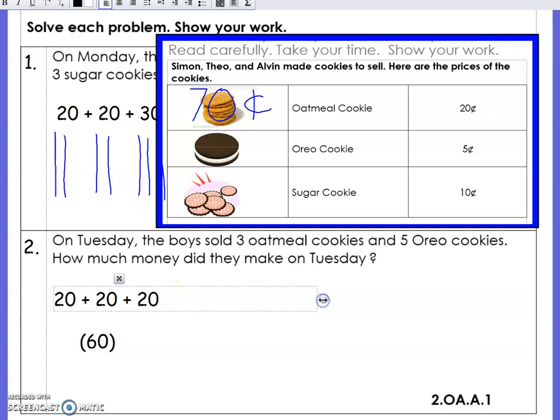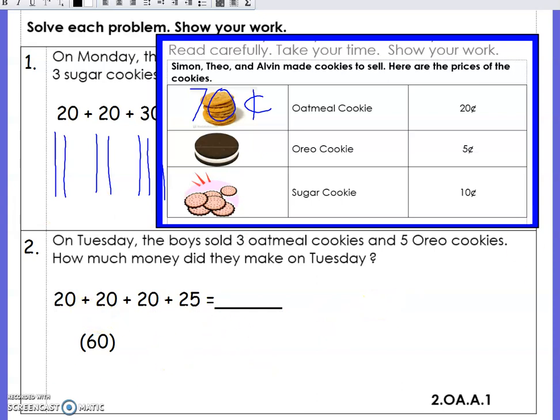If you're not there yet to do that, that's okay. Mark each number out. So 3 oatmeal cookies, then 5 Oreo cookies. So again, you can write it all out. So 5, 10, 15, 20, 25. So you can write out the 5s if you have to, but we also know that that's going to be worth 25 cents, okay? And then we're going to figure out how many cents they have for Tuesday.